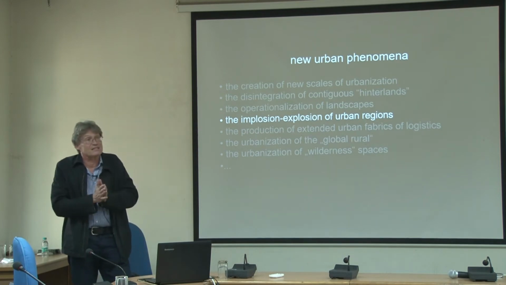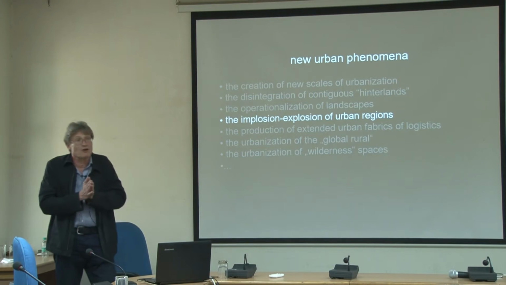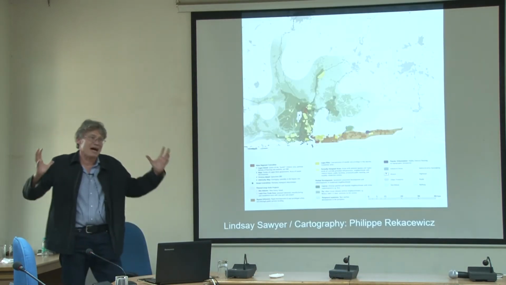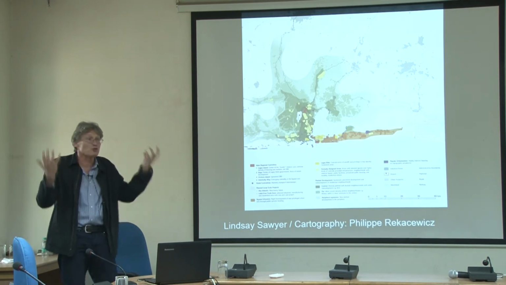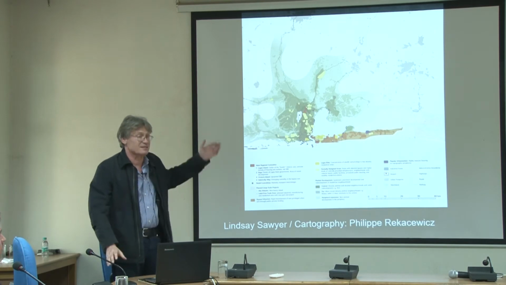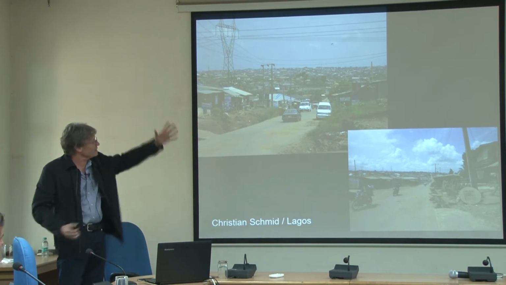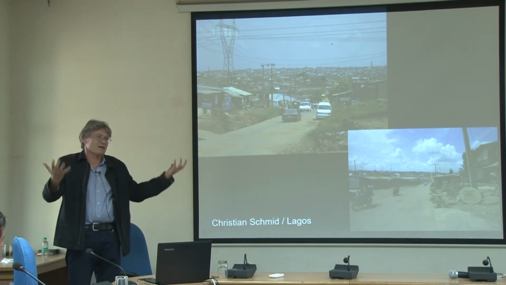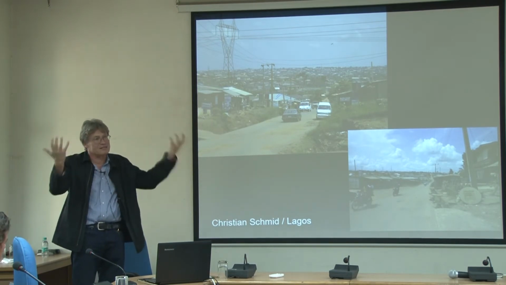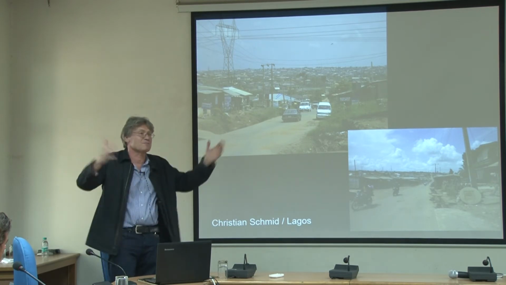Other effects or phenomena that we found is the implosion and explosion of urban regions, so that regions somehow get new centralities and produce new peripheries. This is just one of the examples. I will not explain the details. This is Lagos, resulting in situations like this, where suddenly there is implosion, new centralities, but also an explosion, and these territories expand further and further.